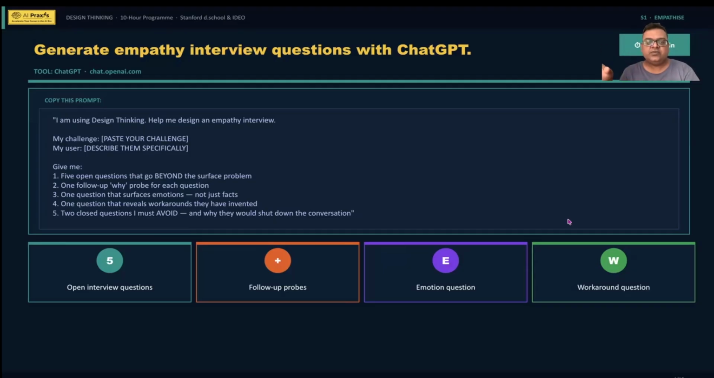So one workaround question could be, and this is what many beginners actually forget. People often solve problems in their own creative ways. These are called workarounds, basically. So maybe a student keeps handwritten notes because they don't trust digital reminders. Maybe a patient takes photos of medicine labels instead of remembering the names. Maybe a commuter leaves home 30 minutes early just to avoid uncertainty. These workarounds tell us where existing solutions are failing, right? And that's why we ask about them.